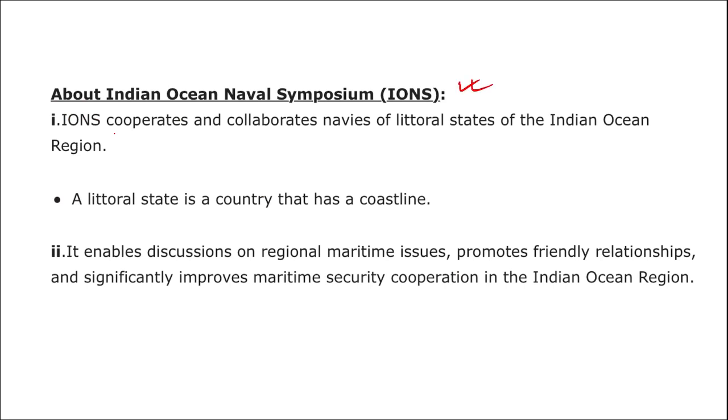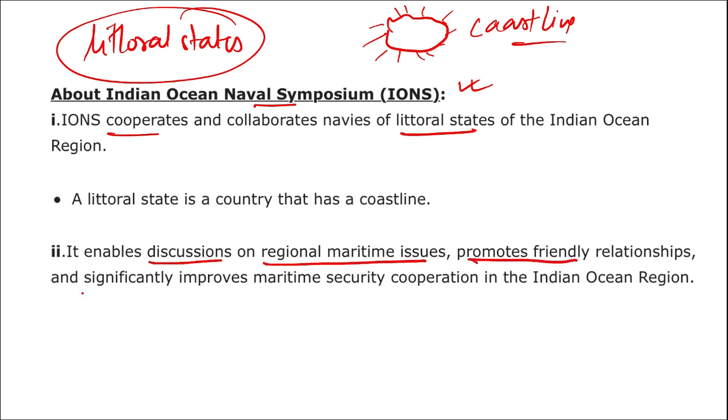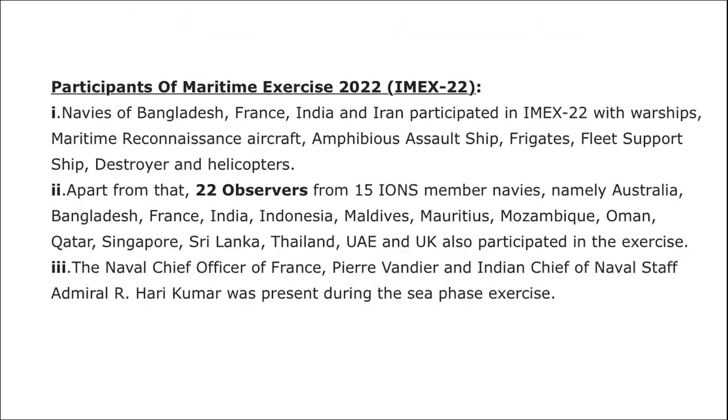IONS is basically a cooperative of littoral states. Now what are littoral states? Littoral states are those countries who have coastline. Understand it like this: all the countries that have coastline are called littoral states. So this IONS is a collaboration of littoral states. It enables discussion on regional maritime issues, promotes friendly relations, and significantly improves maritime security cooperation in the Indian Ocean region.